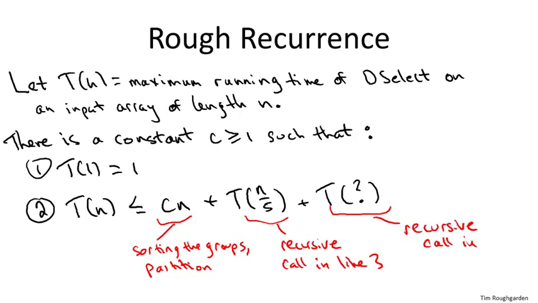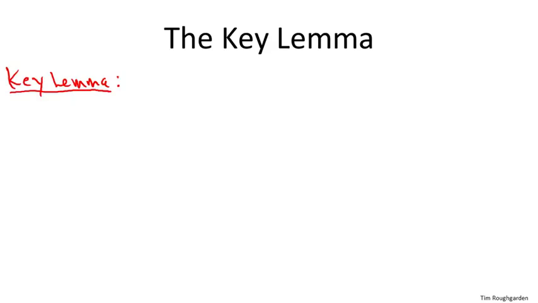So let's prove a lemma, which is going to replace this question mark with an actual number that we can then analyze. So the upshot of this key lemma is that all of our hard work in our choose pivot subroutine in lines 1 through 3 bears fruit in the sense that we're guaranteed to have a pretty good pivot. It may not be the median, it may not give us a 50-50 split. If it did, then we could replace the question mark with 1/2 times n, but it's going to let us replace the question mark by 7/10 times n.